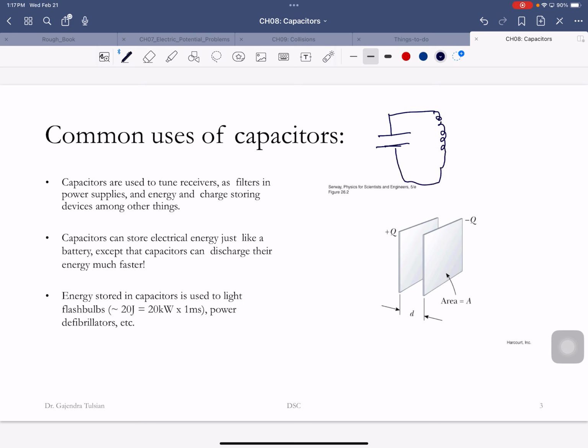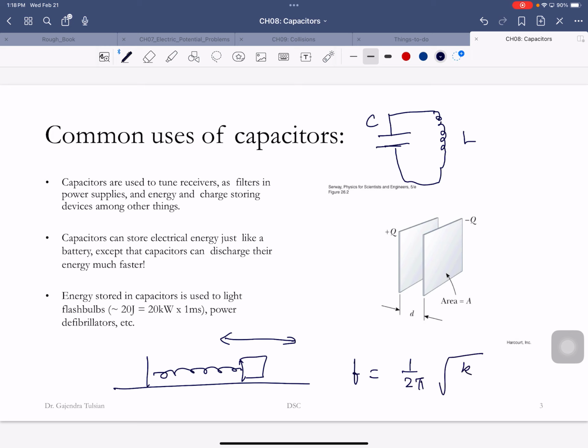Okay, so this is what is called an inductor, which you'll learn about in maybe 4 or 5 chapters. This is a capacitor. Capacitor is denoted by C. Just like this mass attached to a spring, it has a natural frequency of oscillation. The frequency of oscillation is 1 over 2 pi times the square root of K over M. K is the spring constant, M is the mass attached. So this likes to oscillate at that frequency.